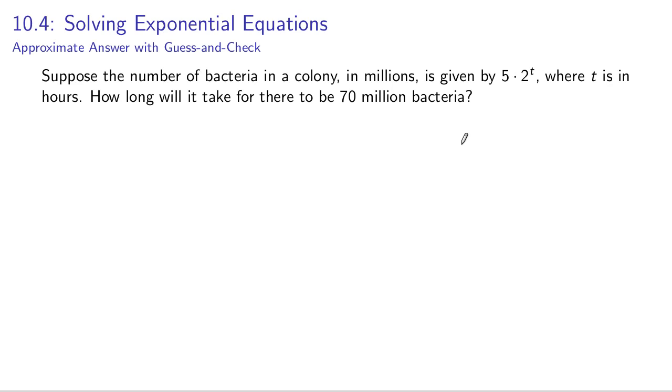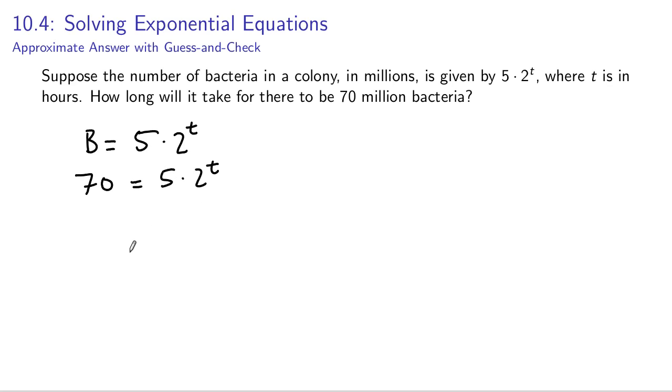Suppose, however, we don't have a power that is an even power, an integer power. So suppose the number of bacteria in a colony in millions is given by 5 times 2 to the t. Let's get B for bacteria, is 5 times 2 to the t, where t is in hours. How long will it take for there to be 70 million bacteria? Remember, this is in millions. So we're trying to find the answer to this equation.